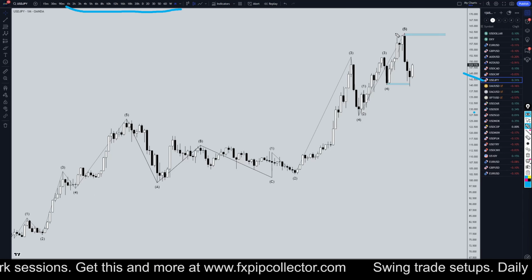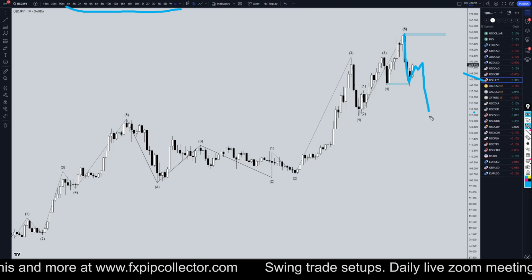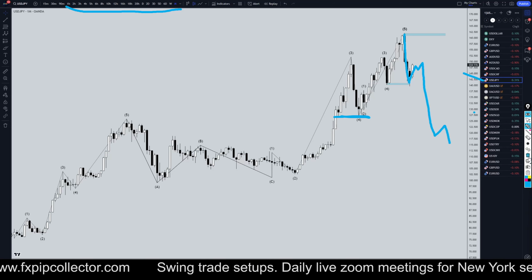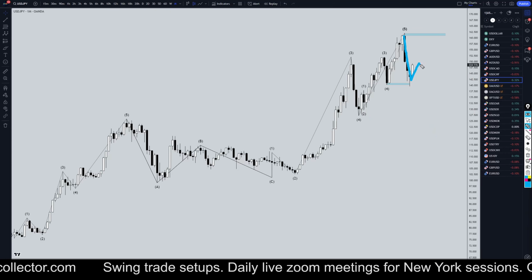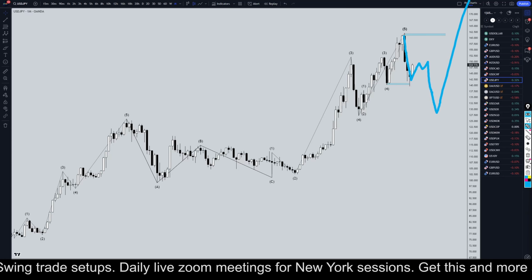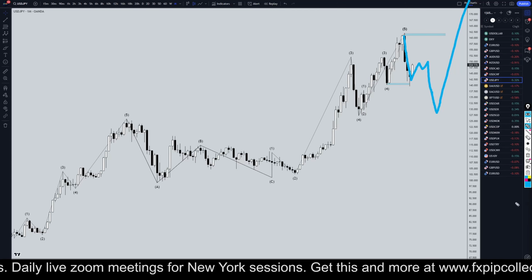So, anyways, on the dollar yen, I do see two possibilities. Possibility number one is this is a 1, 2, 3, 4, 5, which will likely go down and take out the low of wave 4. Possibility number two is this is an ABC, which will probably look something like this before it continues up. Notice that either scenario has impulsive, corrective, and impulsive.